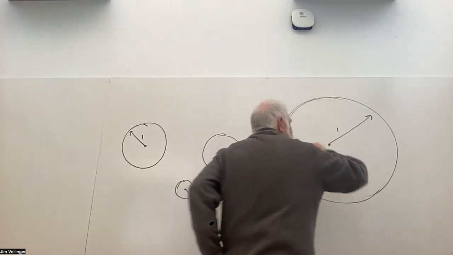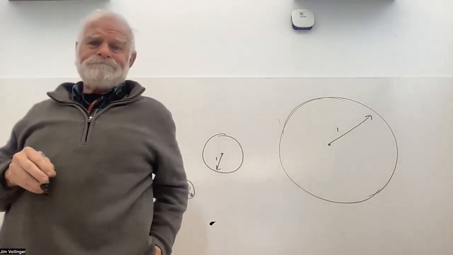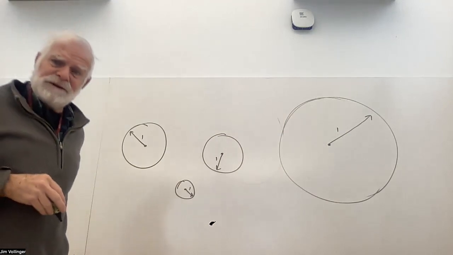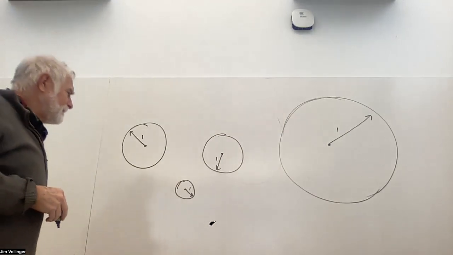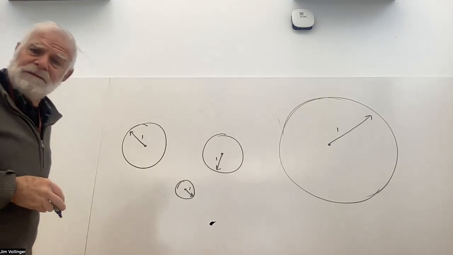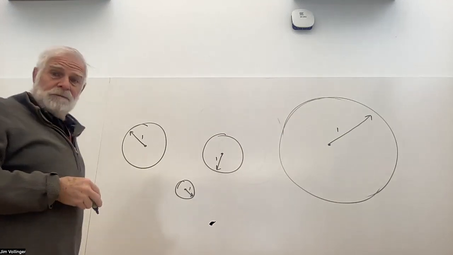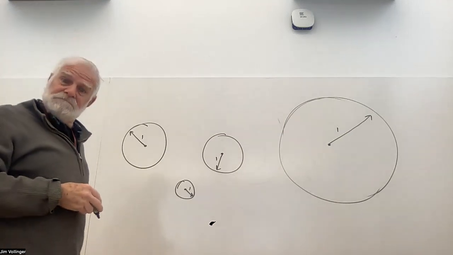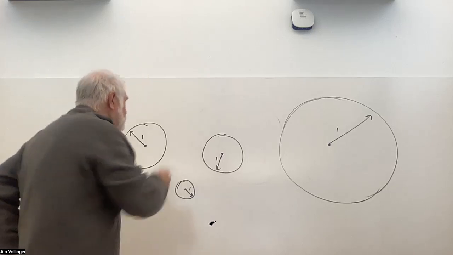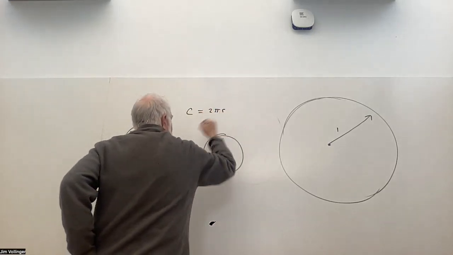I guess then the next question is, how many of those fit around a circle? Folks started looking at that, I guess. So you can pause the video and think about that. Well, hope you come up with what folks came up with historically. Circumference equals 2 pi r.